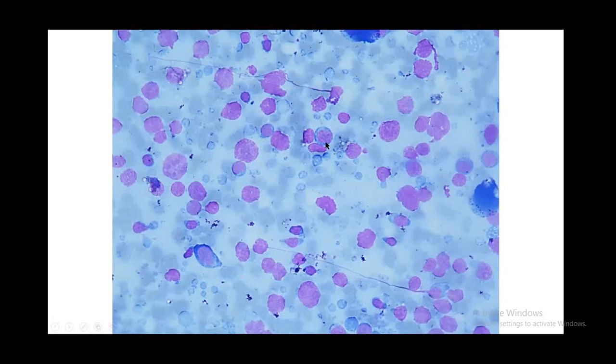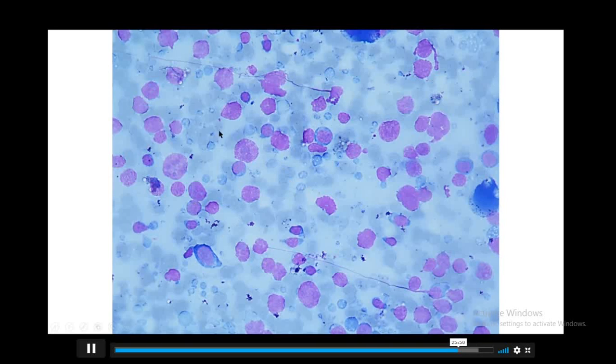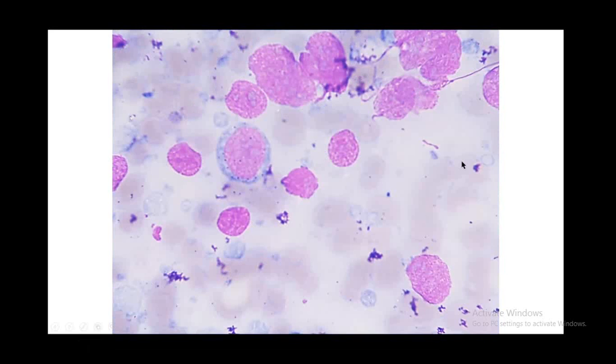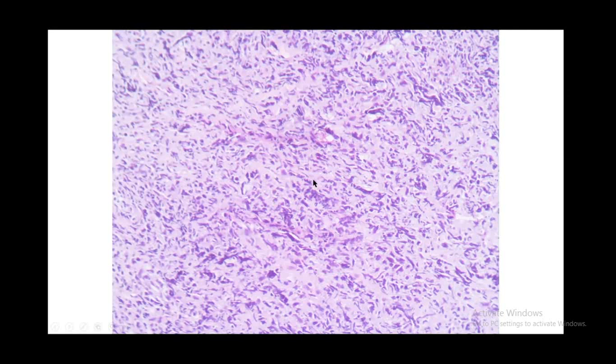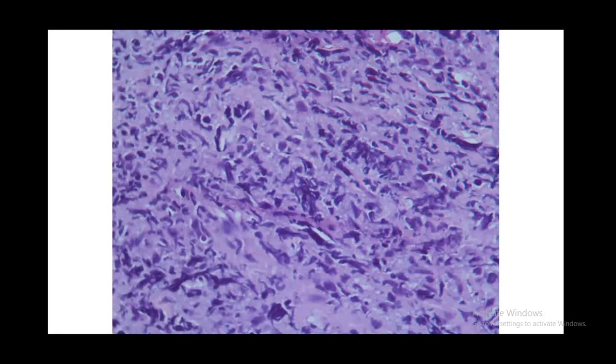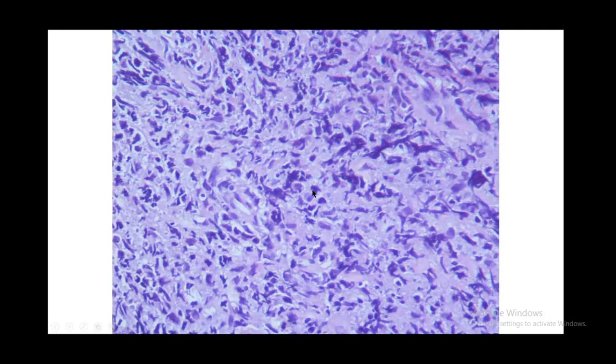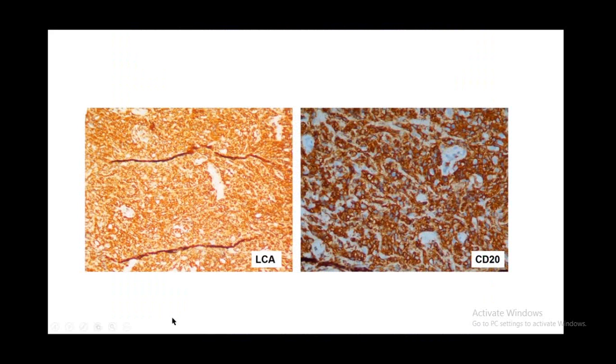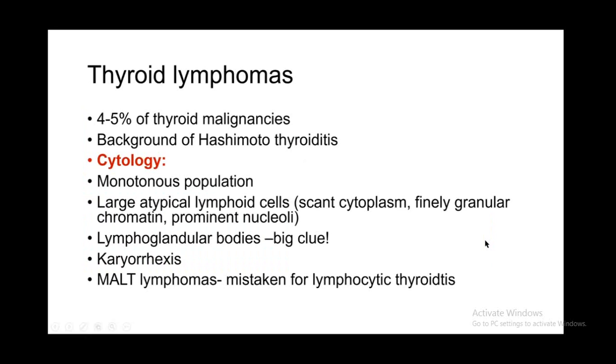Here we see it better that these are cells with open chromatin, basophilic scanty cytoplasm, cytoplasmic vacuolation, and something that gives us a very solid clue is the lymphoglandular bodies, which are plentiful in this background and tell us that here we are dealing with a high-grade lymphoma. So the biopsy also confirmed that there were infiltrating atypical lymphoid cells with a lot of crushing artifact, and immunohistochemistry confirmed that this was positive for LCA and B-cell marker and was called a diffuse large B-cell lymphoma.